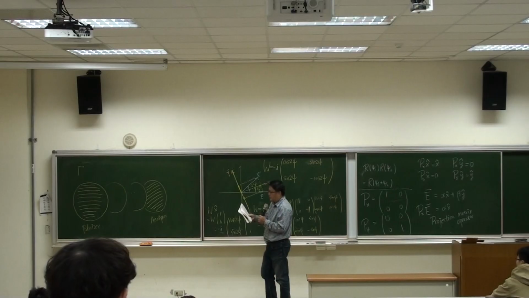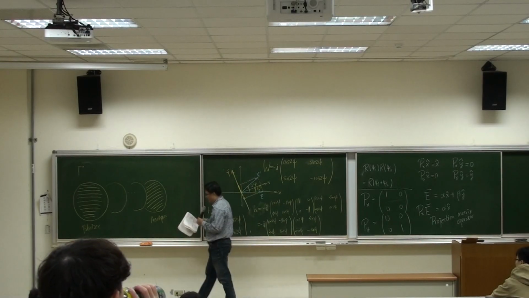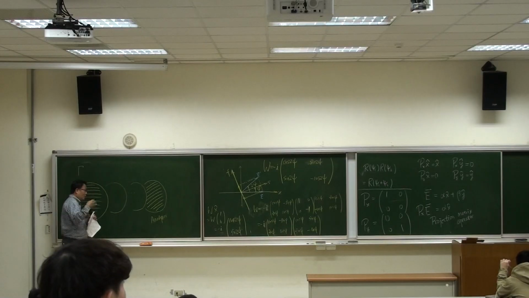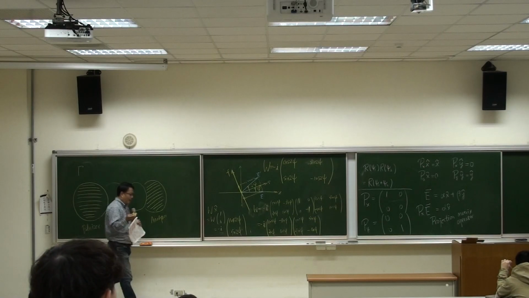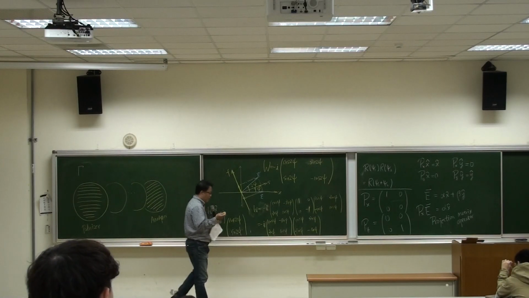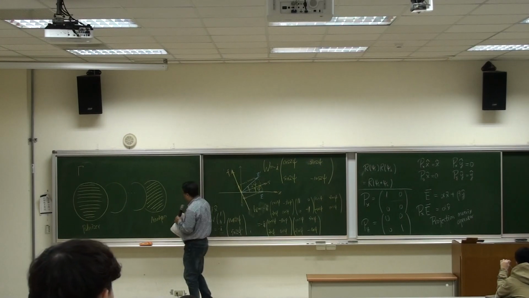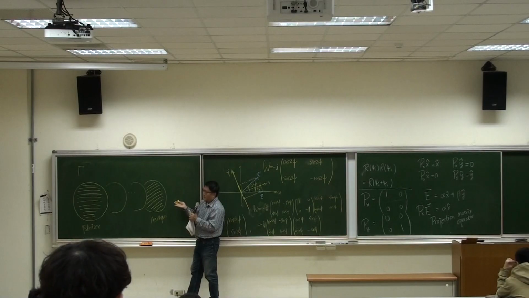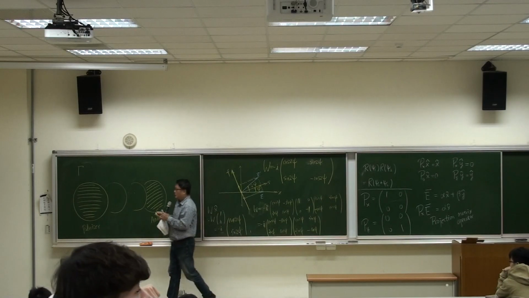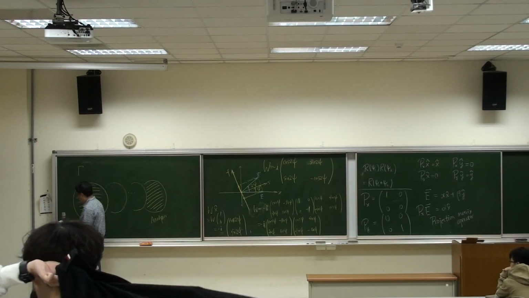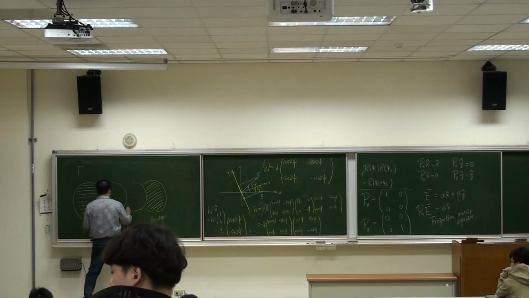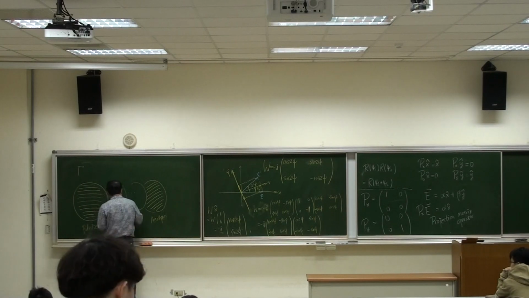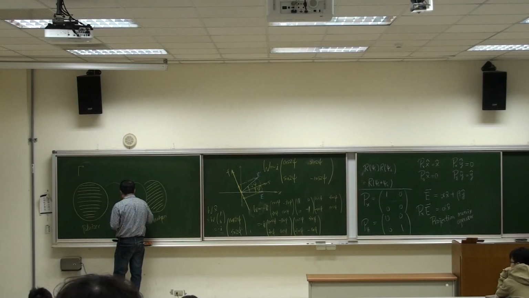The analyzer is just the second polarizer. Okay, you use the polarizer to prepare the initial polarization, and you use the analyzer to analyze the final polarization state. In between, these are some wave plates.